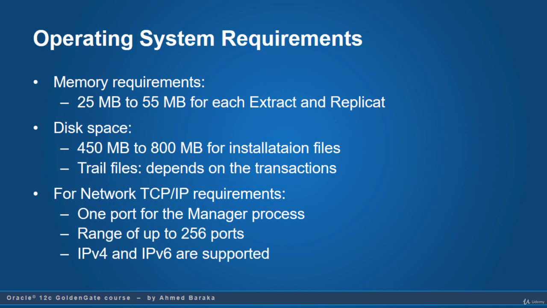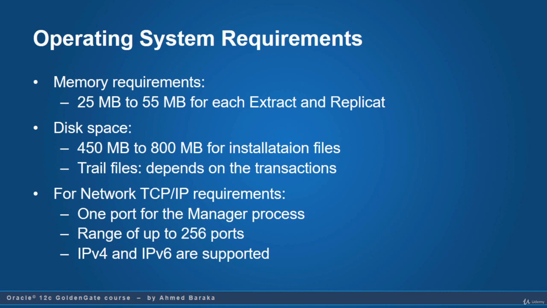This slide is showing the operating system requirements. For memory, you need about 25 MB to 55 MB of memory for each extract and replicat process. Typically, if you have one replication cycle in your production system, you would have one extract and one data pump in the source database, and you would have a replicat process in the target database.